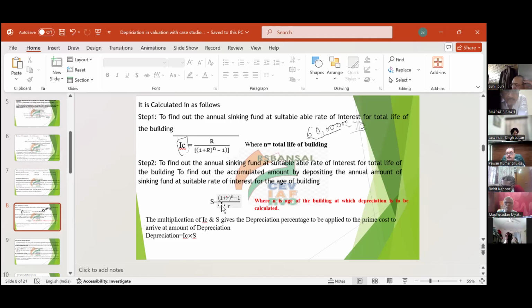IC. So first thing you have to calculate is how much amount annually you have to deposit in the bank so that you are able to get 60 lakh after 75 years. Here this value n is the number of years, the total life of the building. So first you have to calculate sinking fund coefficient. Clear?